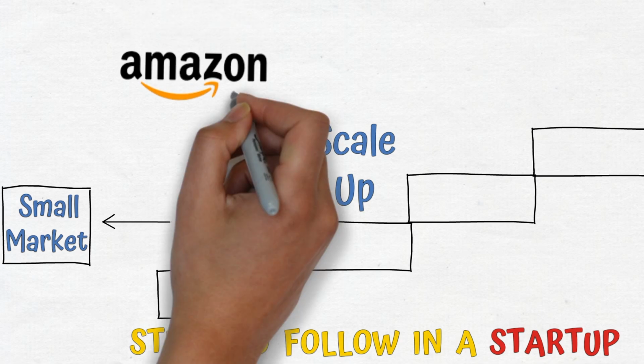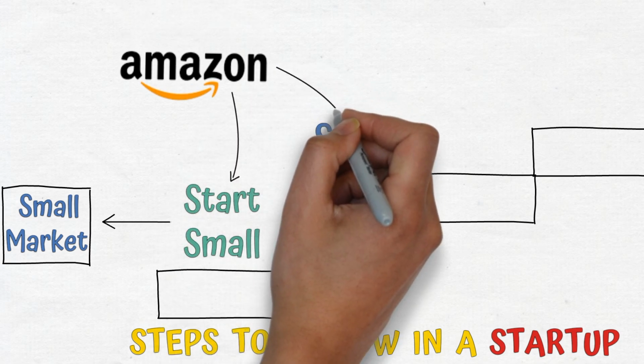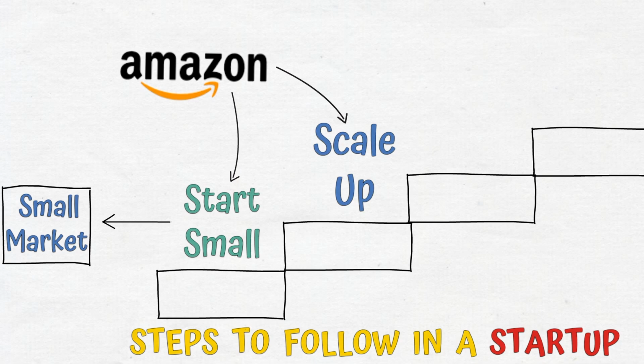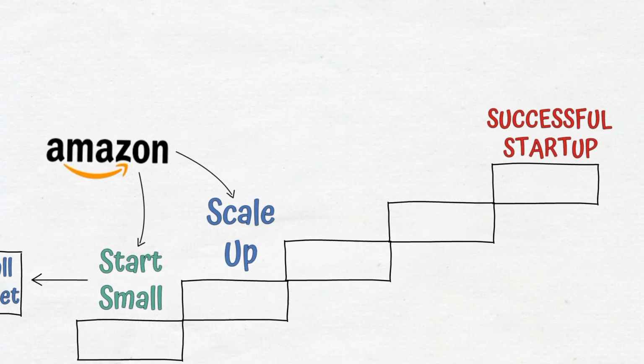Amazon serves as a prime example of starting small and then scaling up. Amazon initially focused on selling books online. After dominating the book market, the company expanded into related areas, transforming into a general store for everything.